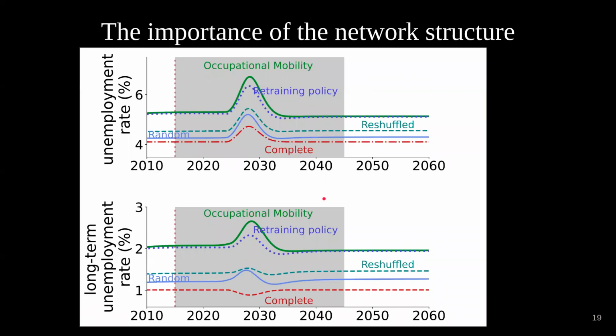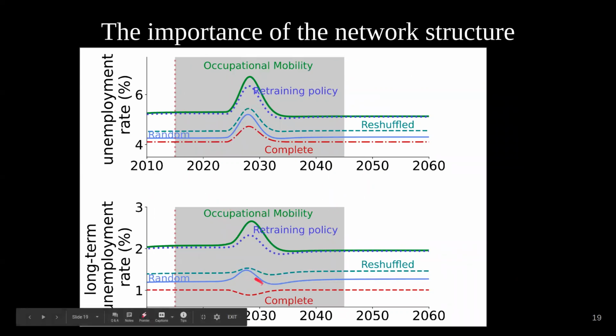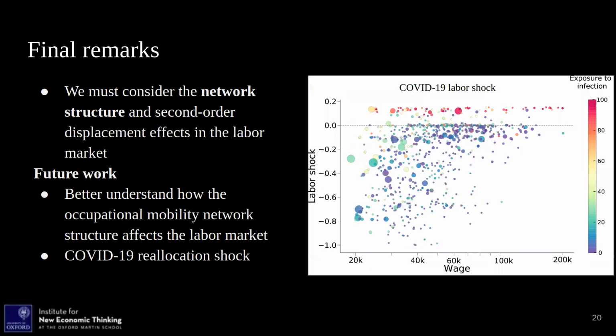And one thing that's really curious is that the network structure plays an important role. So here we tried not only the occupational mobility network and the complete network, but a retraining policy where you add more edges, and a reshuffled random network. And there are a lot of different behaviors between unemployment rate and long-term unemployment rate, both at the level, but also qualitative, you see some differences. And this is something we'd like to look more into. So if you have some ideas, please stay in touch.